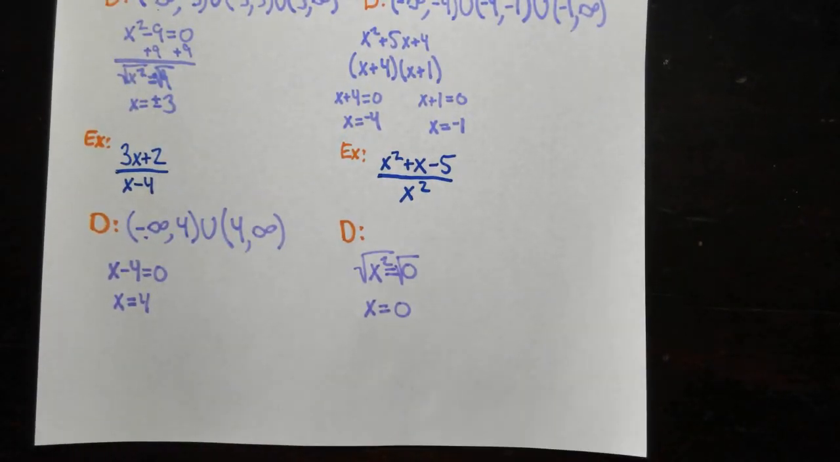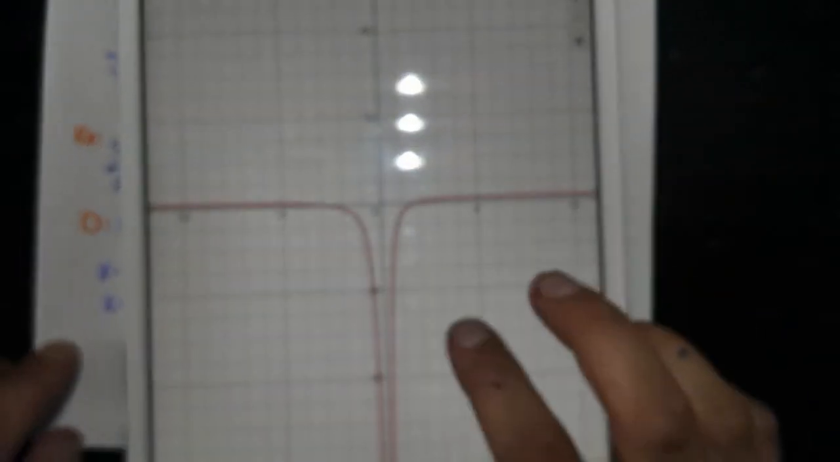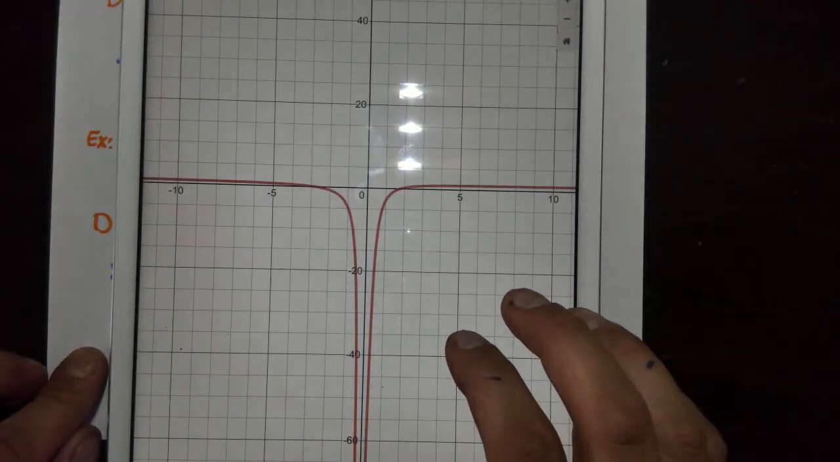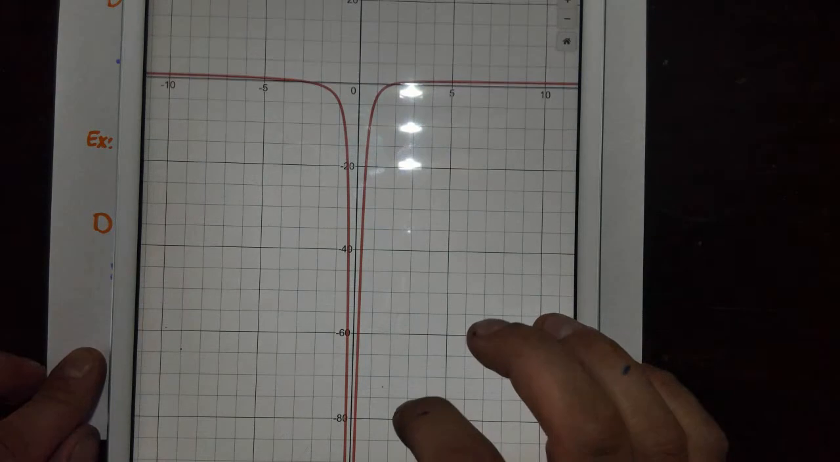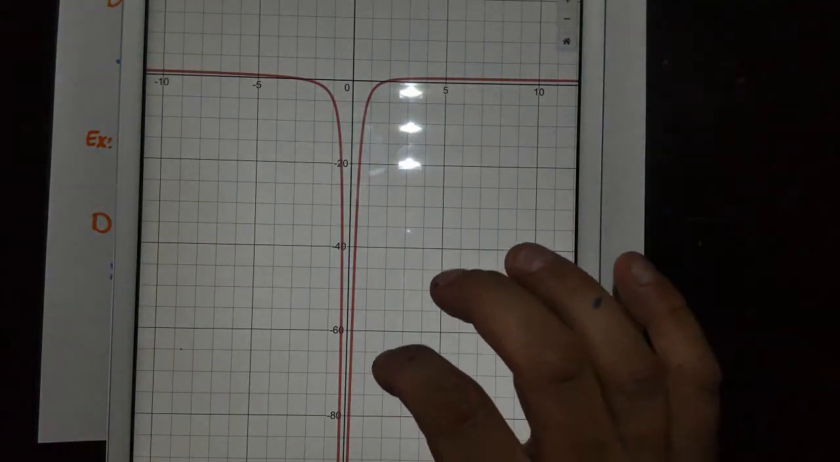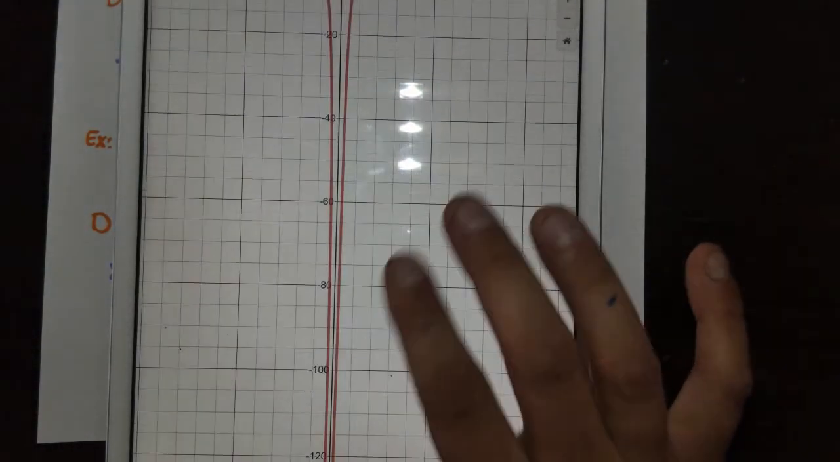So, let's see what the graph looks like and see if we can confirm it. And there we have it. We have a graph of a rational function where it doesn't exist at 0. Notice that it kind of yeets away from it, right? It gets infinitely close to 0, but never touches it.